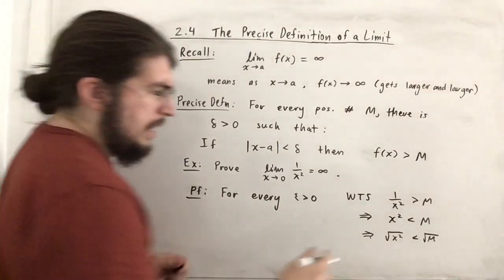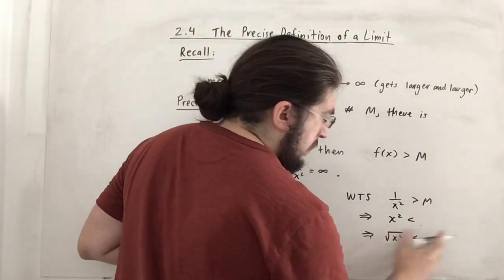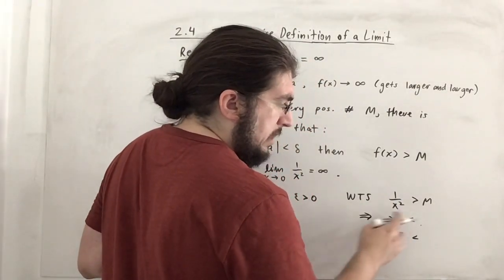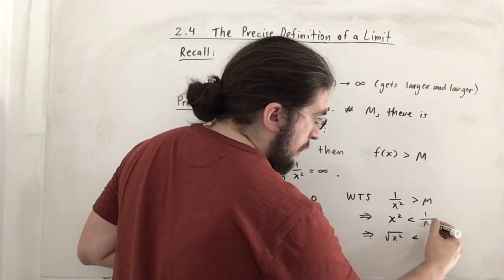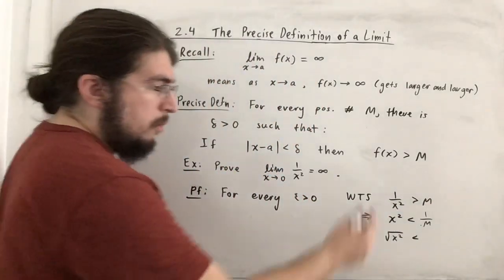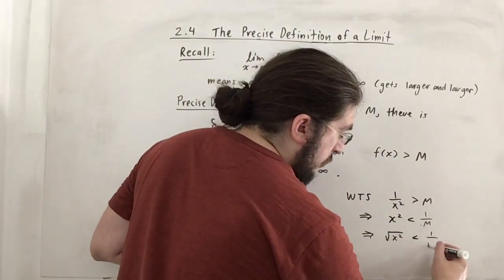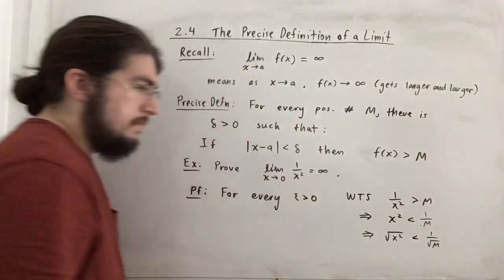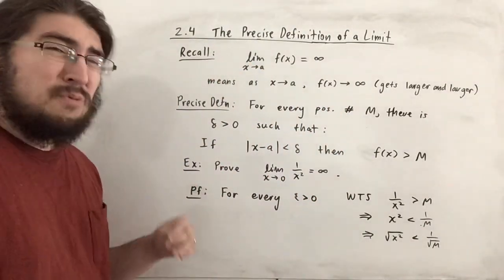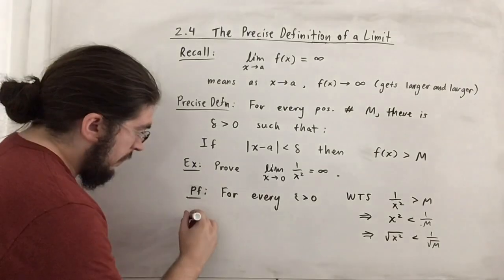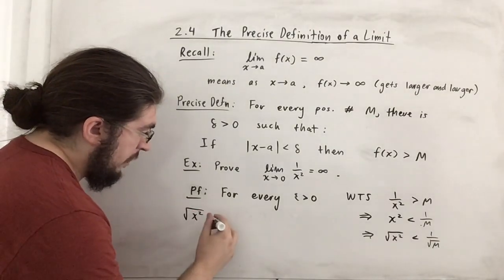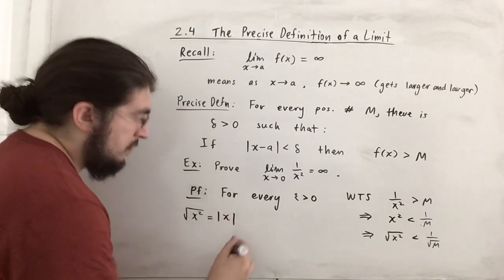In fact, you know what? I didn't reciprocate this, did I? So the reciprocal of 1 over x squared is x squared. The reciprocal of m is 1 over m. My mistake. So now if we square root 1 over m, that's 1 over radical m, like that. Perfect. And we're actually done, because as it turns out, the square root of x squared is actually equal to the absolute value of x.